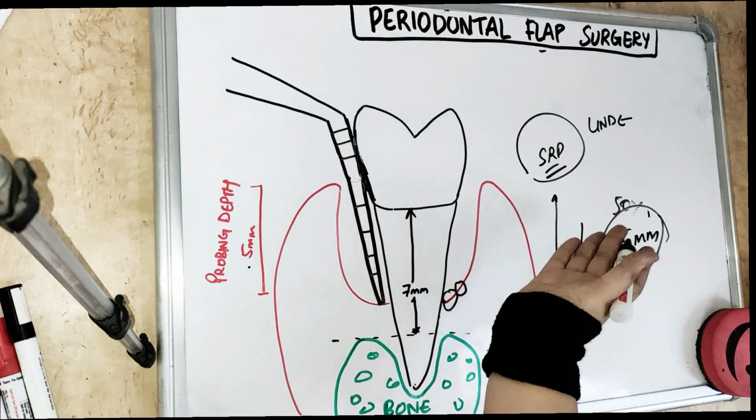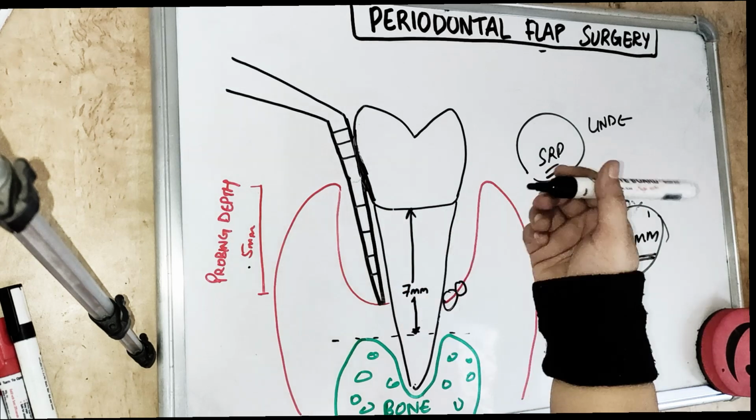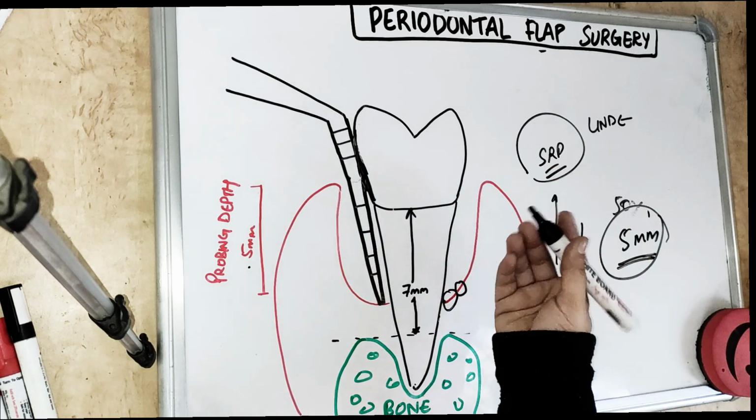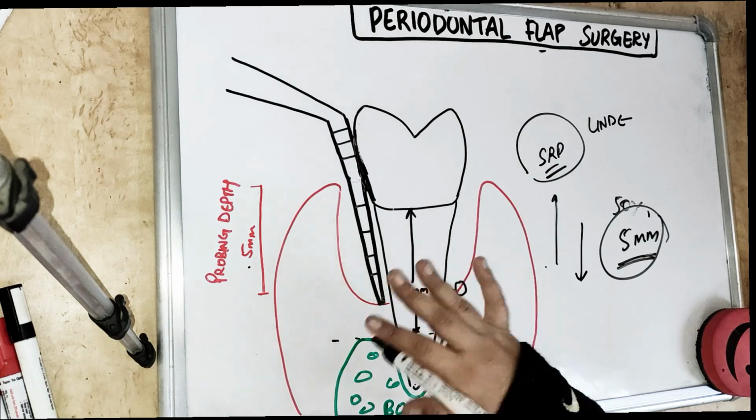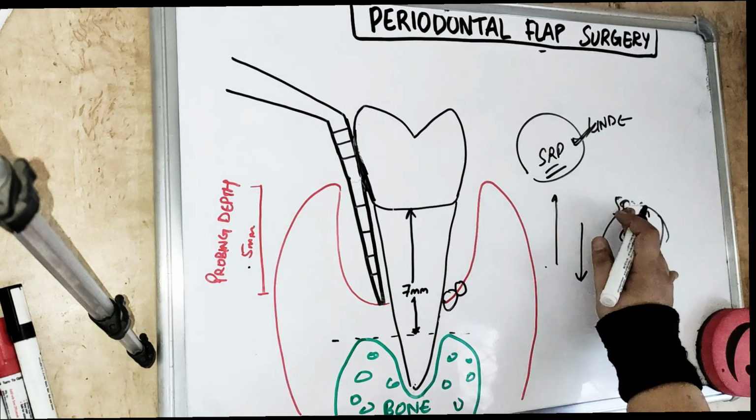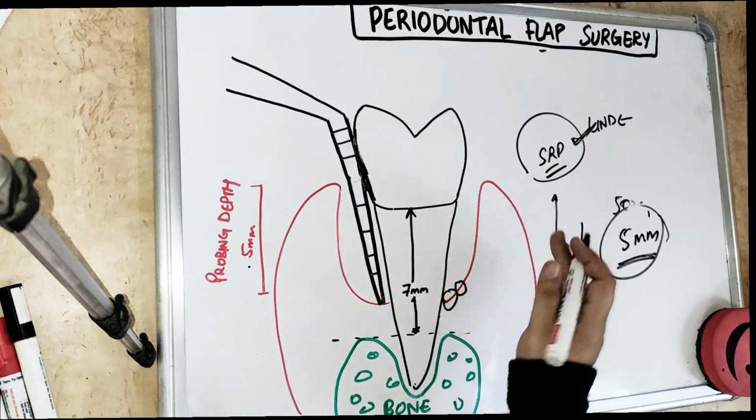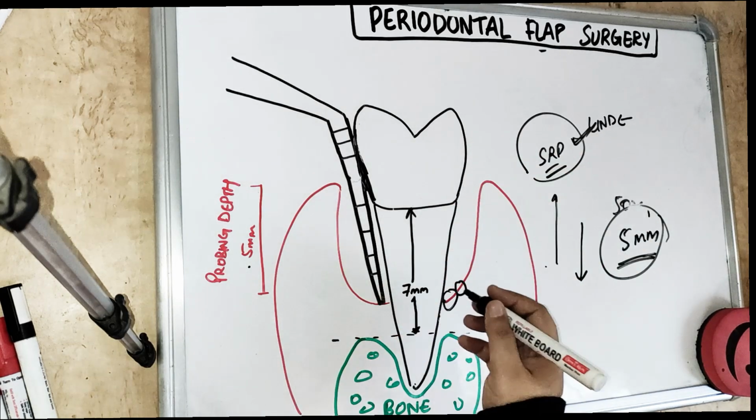We have to remove it surgically in order to clean, in order to access the necrotic pulp and necrotic fibrotic tissues, and if it is below 5 millimeters, then we can do the scaling and root planing procedure. We don't have to go for any surgical procedure. We can remove it with the help of the scalers itself.